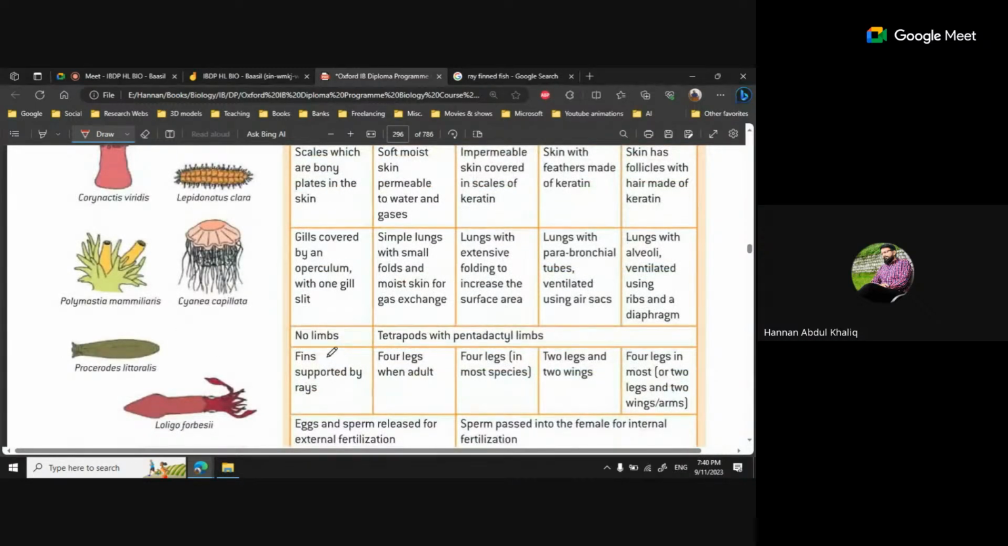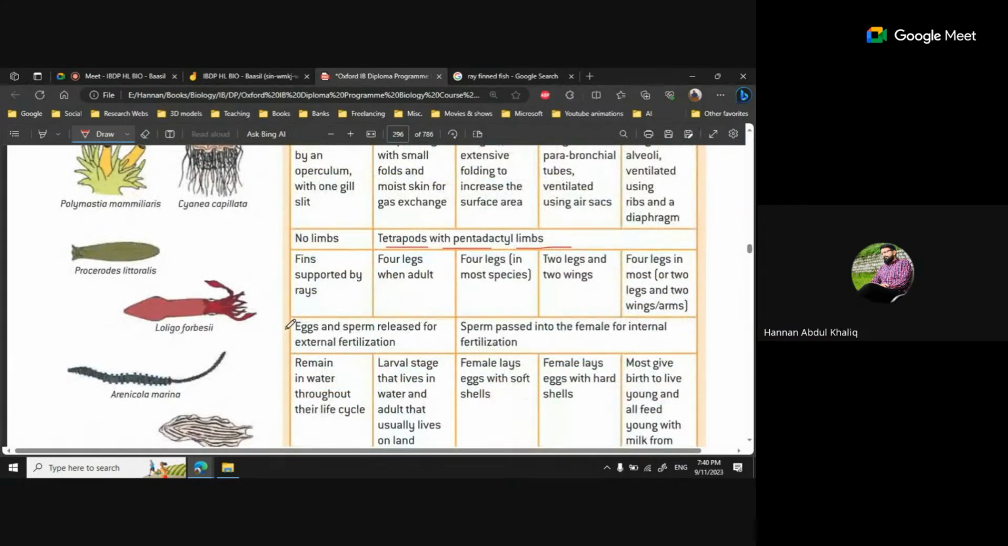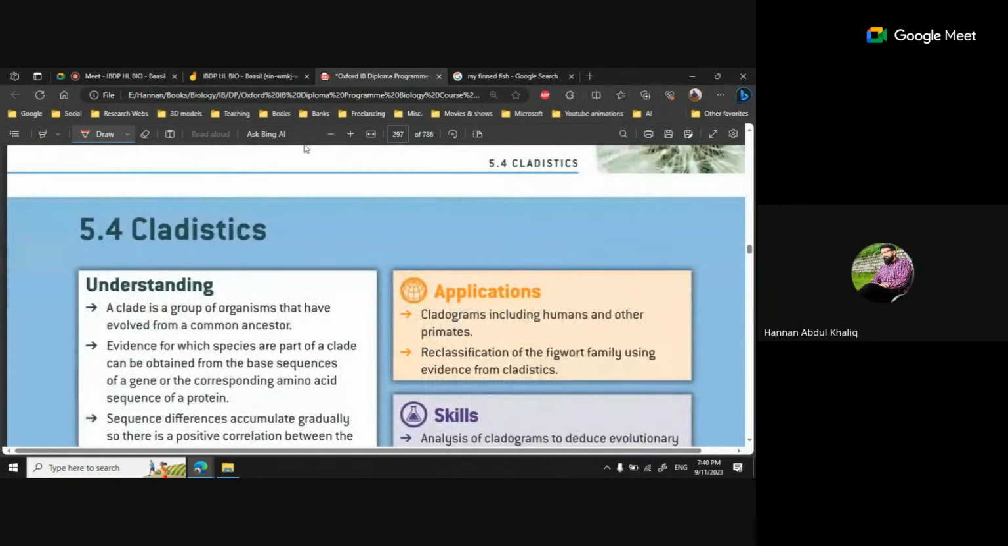I have shown you. Now there are no limbs and tetrapods with pentadactyl limbs. Pentadactyl means 5 toes, and then how the sperms are released. Everything is present, so you can consult these characters all.